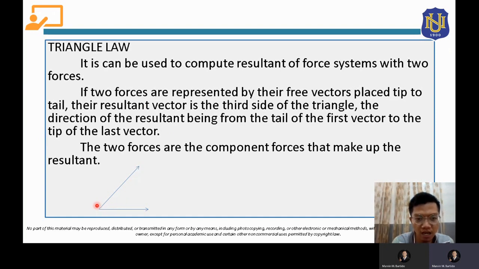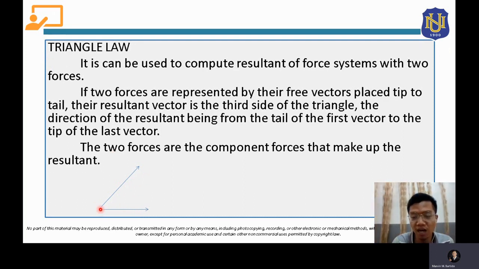This force and this force. We can solve for their resultant by using the triangle law. What we're going to do here is redraw these forces in such a way that we can create a triangle. The manner of creating the triangle should be by placing these vectors from tip to tail, as mentioned here. Either of these two forces can be drawn as the first vector. Let's say we choose this force as the first vector to be drawn. So we draw it this way.